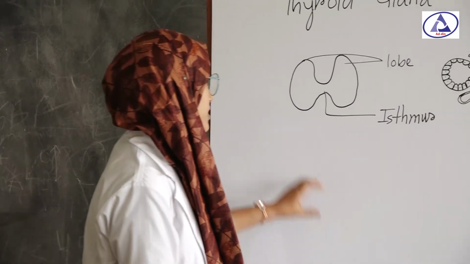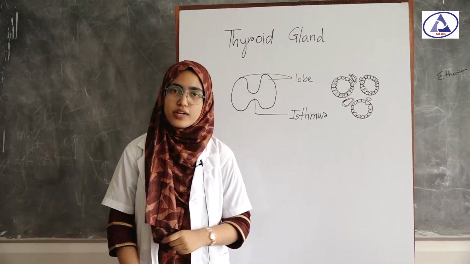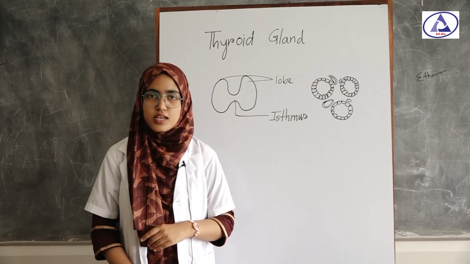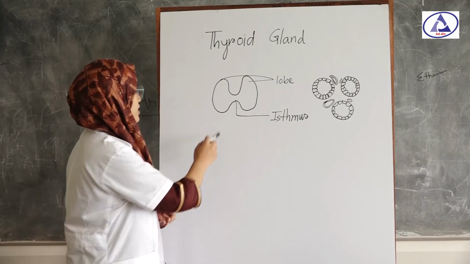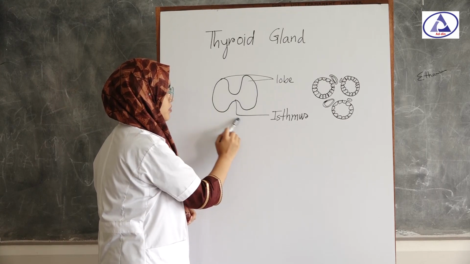The thyroid gland is a butterfly-shaped or H-shaped gland. It is located in our neck, immediately below the larynx and in front and on the side of the trachea. This thyroid gland has two lateral lobes and a connecting isthmus.